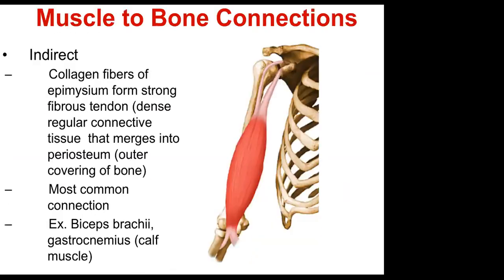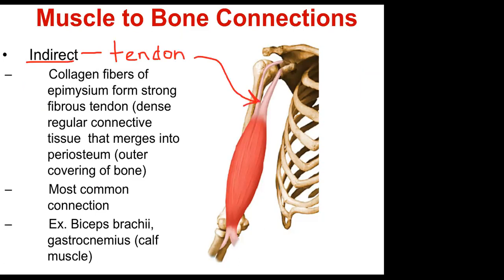So looking at bone to muscle connections, there are several we'll mention here. The first one is the most common that you typically associate when muscles are attached to bone, and this is indirect. And when we think of indirect, what we want to think about is that the muscle tissue does not directly enter the bone. There is something in between the two, and the thing that's in between is a tendon.